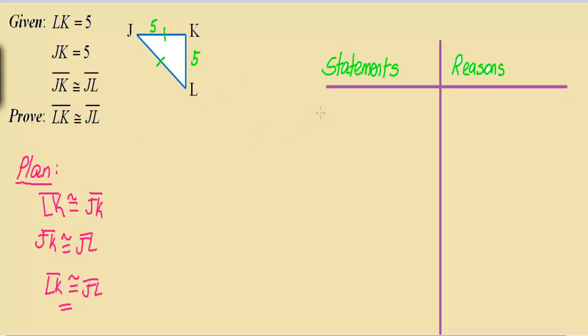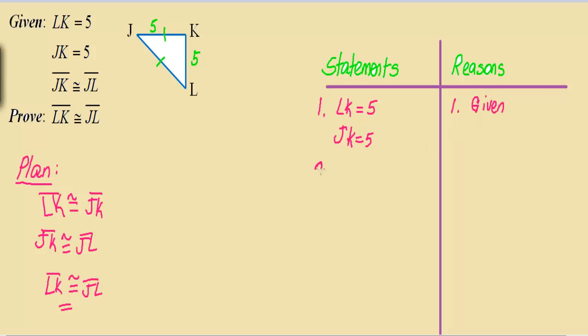So let's go ahead and write out our first statement. Statement number 1, LK is equal to 5. I can write all of my given statements all at once, and that's okay. But I like to write my given statements as I need them. So LK is equal to 5, JK is equal to 5. And since I already drew out a plan, I know that, let's say this is given.